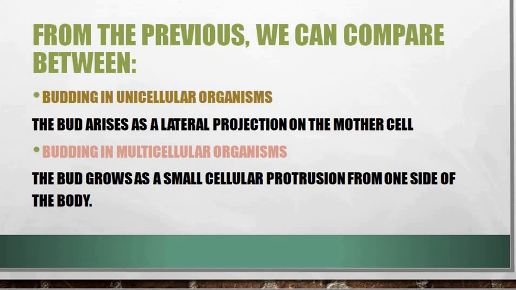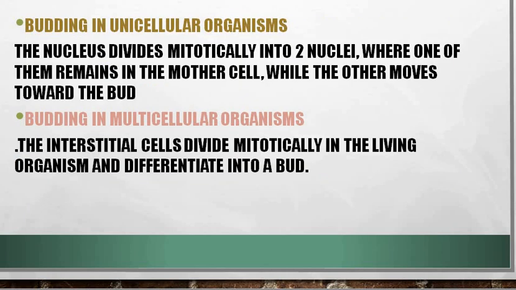From the previous, we can compare the budding in unicellular organisms and the budding in multicellular living organisms. In unicellular living organisms, the bud arises as a lateral projection on the mother cell, but in multicellular living organisms, the bud grows as a small protrusion from one side of the body. Also, the other difference here is the nucleus. The nucleus here divides mitotically into two cells, where one of them remains in the mother cell and the other migrates to the bud. But here the interstitial cells divide mitotically in the living cells and differentiate into buds.